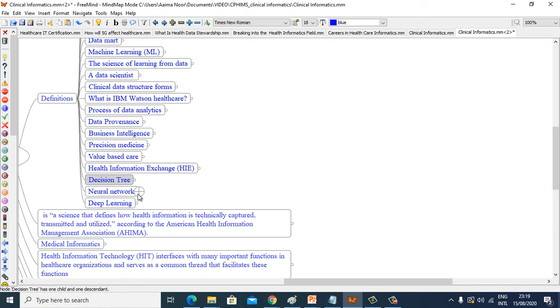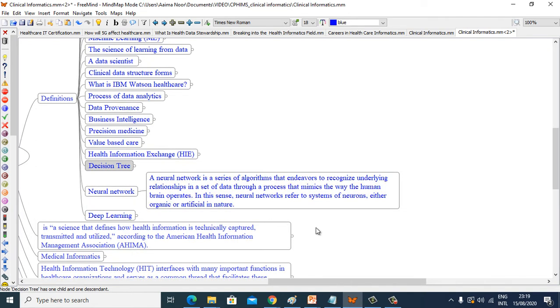Now let's see what a neural network is. A neural network is a series of algorithms that endeavors to recognize underlying relationships in a set of data through a process that mimics the way the human brain operates. In this sense, neural network refers to systems of neurons, either organic or artificial in nature.